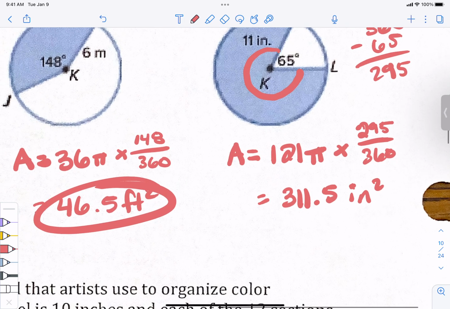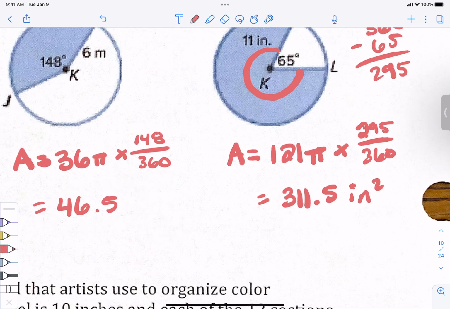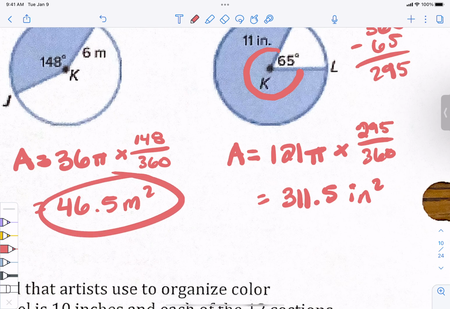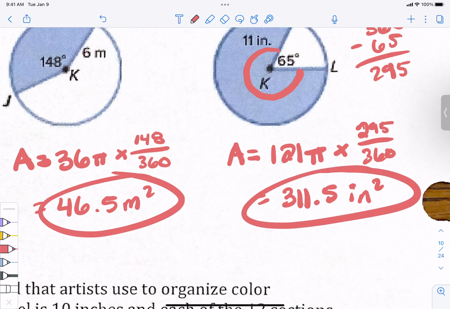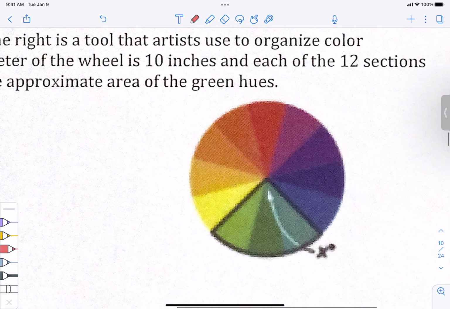No. Actually, this middle one was not feet squared. This middle one was meters squared. I screwed that up. I screwed that up this morning too, and Jake Hodson yelled at me. Okay, happy with that? All right, last one.